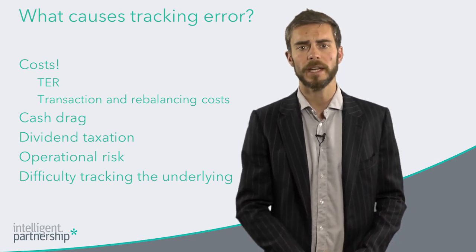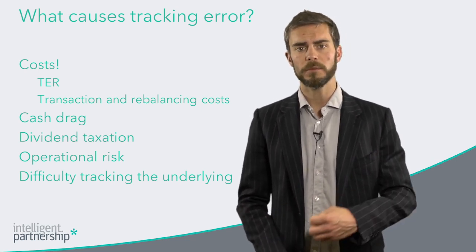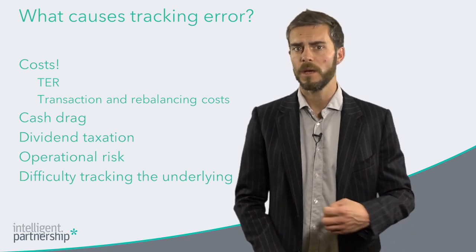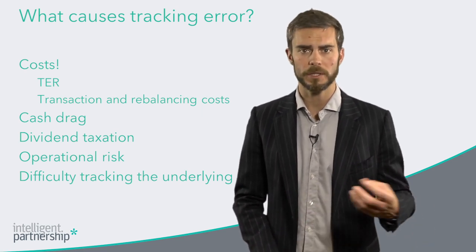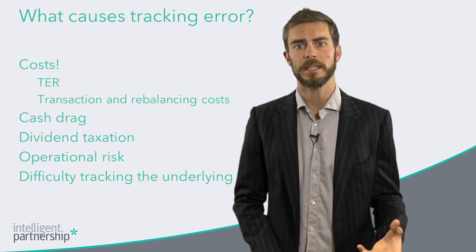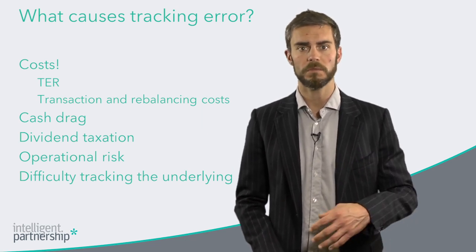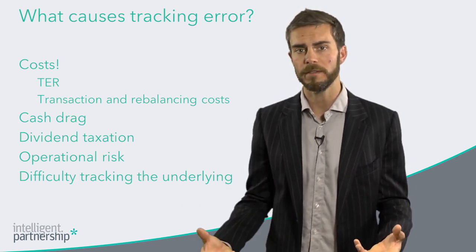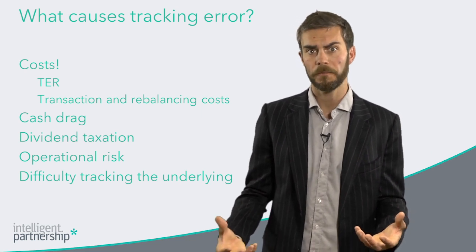Other sources of tracking error might be cash drag. If you have to move some of the fund into cash, perhaps to distribute some income or perhaps to rebalance, that obviously can have an impact on performance, because as long as you're in cash, you're not invested in the benchmark you're trying to track.